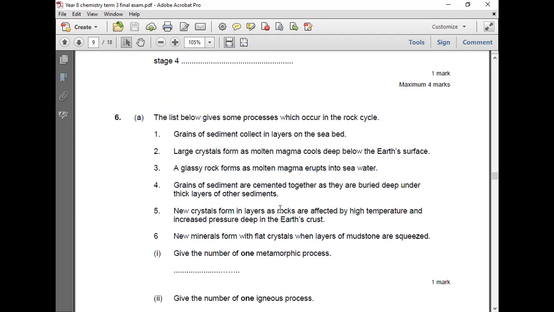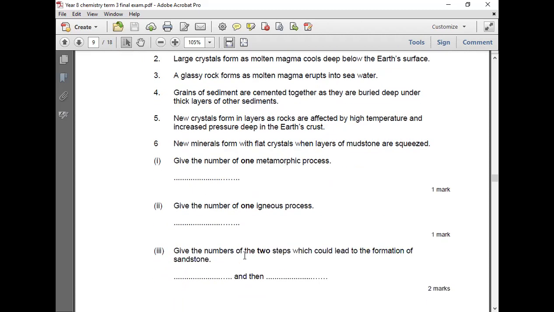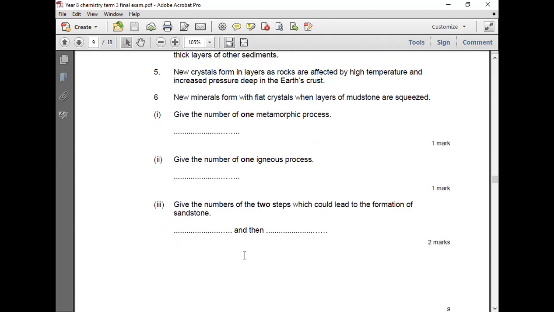Question number 6. The list below gives some processes which occur in the rock cycle. So you can see the processes. The question is, give the number of one metamorphic process, give the number of one igneous process, give the numbers of the two steps which could lead to the formation of sandstone.